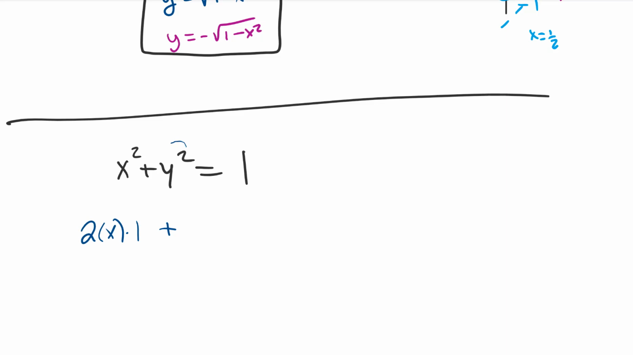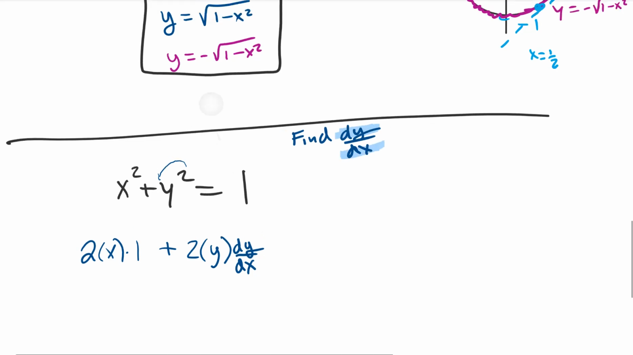Now let's do the same thing on y. 2 falls to the front, and we leave that y alone inside of there, and then we take the derivative on y. Now it's not 1. Do you know what the derivative of y is? It's what we're trying to find. This is what the initial question asked you, to find dy dx. We're trying to find the derivative of y with respect to x.